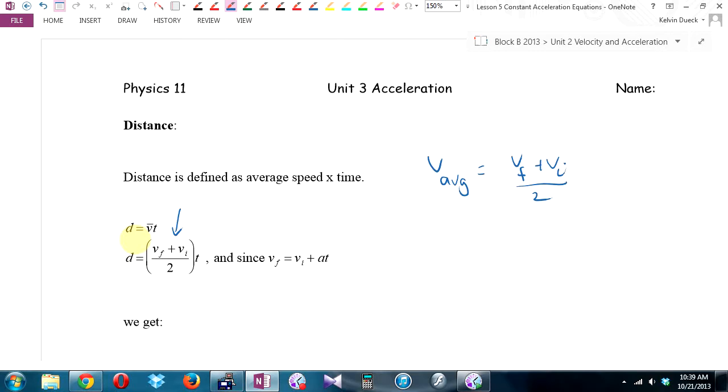VI plus AT. When I see a VF, what can I replace it with? VI plus AT. Seeing a VF is the same as? VI plus AT. Is there a VF right there? Yes. What can I replace it with? VI plus AT.